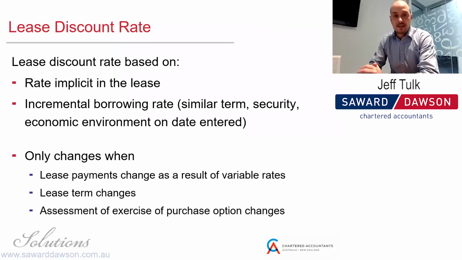Your discount rate only changes where your lease payments change as a result of variable rates. This is quite unusual. Or your lease term changes, or your assessment of the exercise of the purchase option changes. Again, that was one of the items included in the lease payment. So if you change your assessment on that, you would need to adjust the discount rate. In my example, where I was just making adjustments on CPI, that does not affect the discount rate you use. In most cases, you will simply use the discount rate that's appropriate at the beginning of the lease, unless one of those three items occurs.